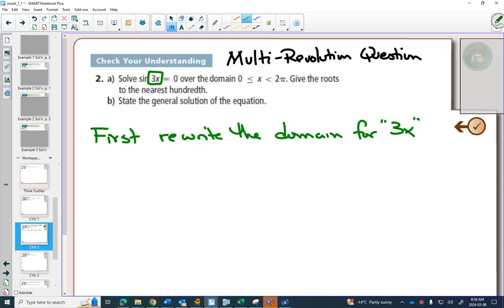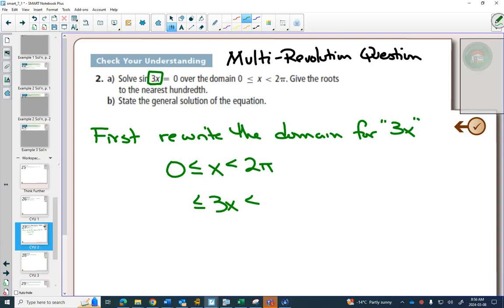Well, what does that mean? They gave us the domain for x is between 0 and 2 pi. So what would 3x's be between? And this is really easy if I just make a simple, I get you to pick a number between 0 and 10. You can include 0, you can include 10. Any number you want. Now, multiply that number by 3.